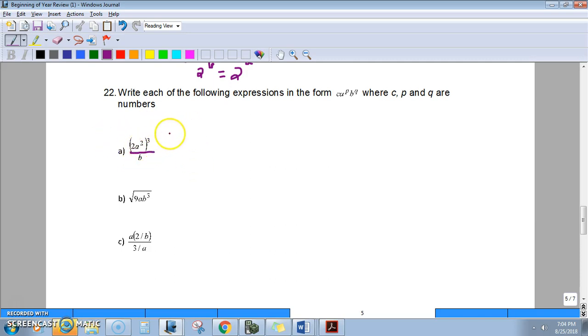So 2a squared cubed is really 2a squared times 2a squared times 2a squared, which is really 8a to the sixth power, right? So 8a to the sixth power over b. You could have used that shortcut where 2 cubed is 8 and a squared cubed, the power to a power, multiply the 2 and the 3, and that's where we got a to the sixth.